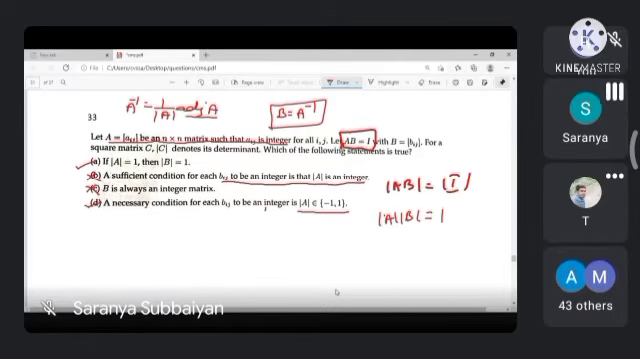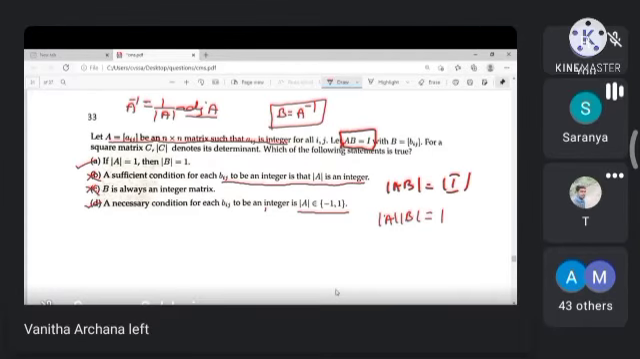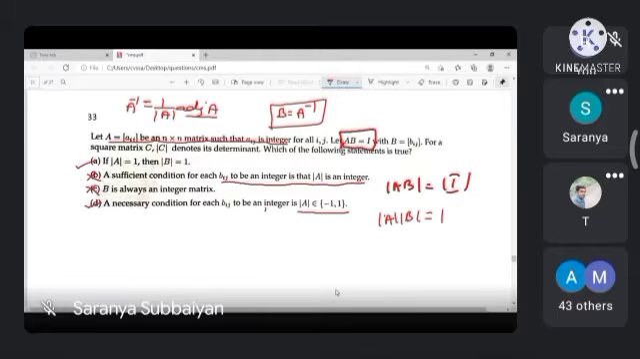So A inverse, when will it become an integer? Determinant of A is not equal to plus or minus 1. Not equal to plus or minus 1 means what will happen? It will become a rational entry. Rational number. So if it is 1, it means again integer. Minus 1 means again minus 1 into integer. It is integer, right? What is A inverse? It is B, right? What is B?